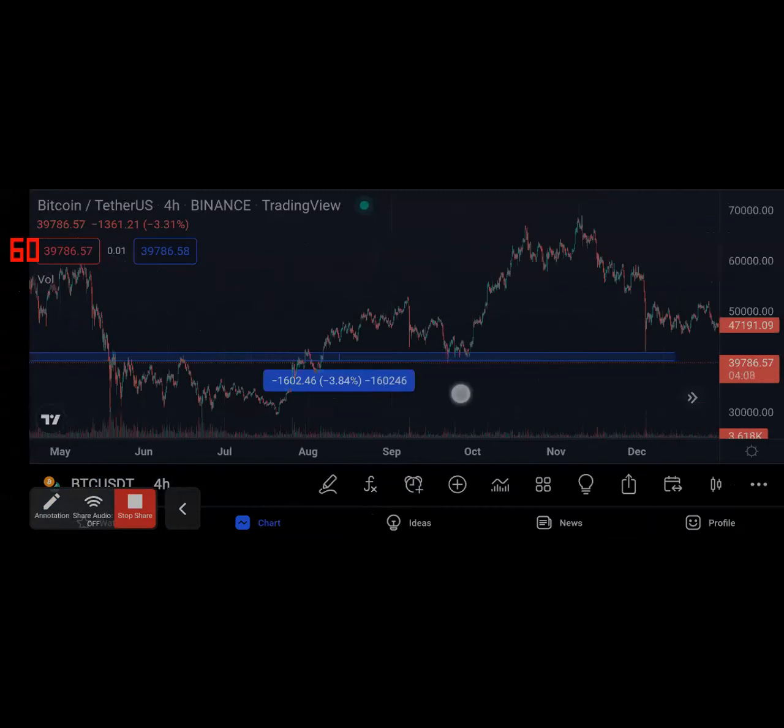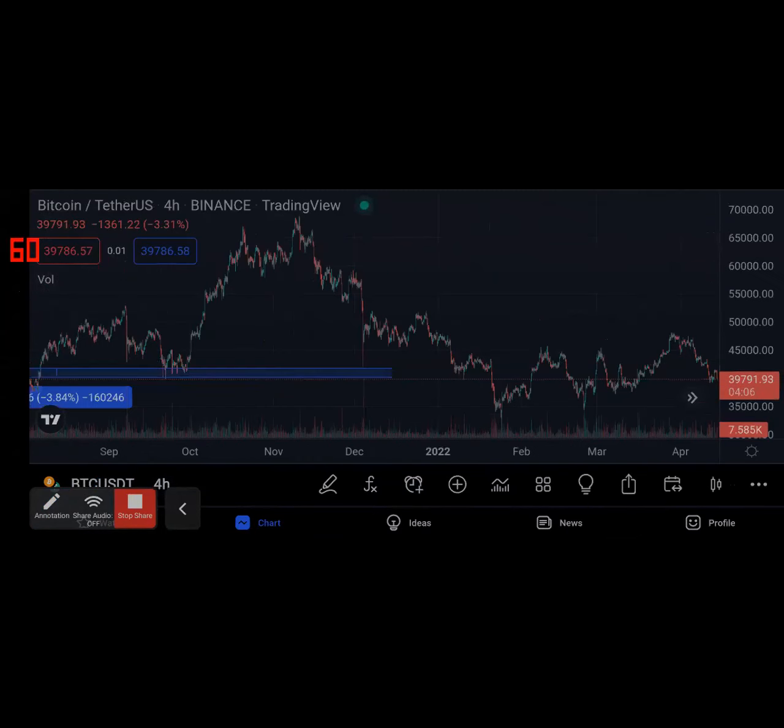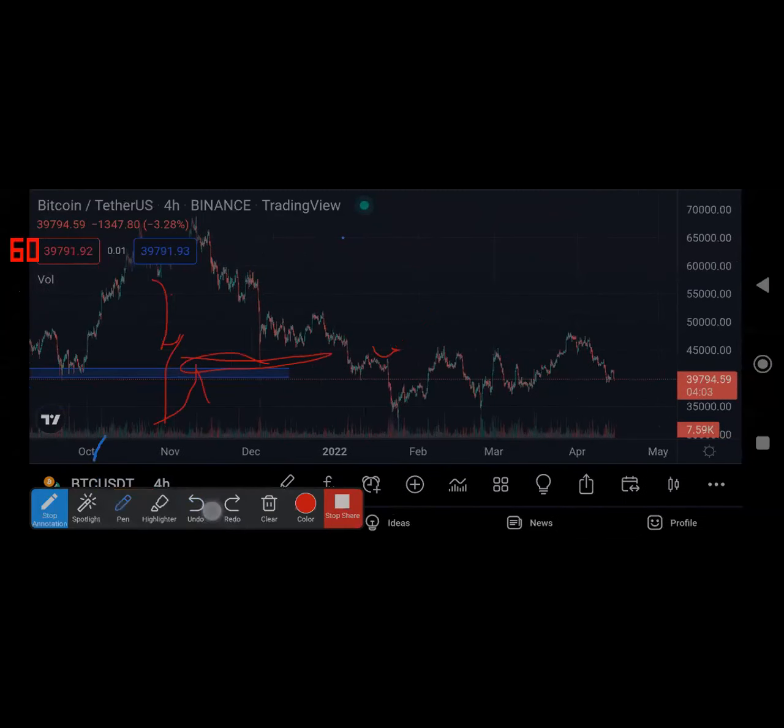So the same thing applies as we continue. All right, so that applies as we continue. You see this long wick here that came down close to that zone, but because of the volatility, it served as a support.